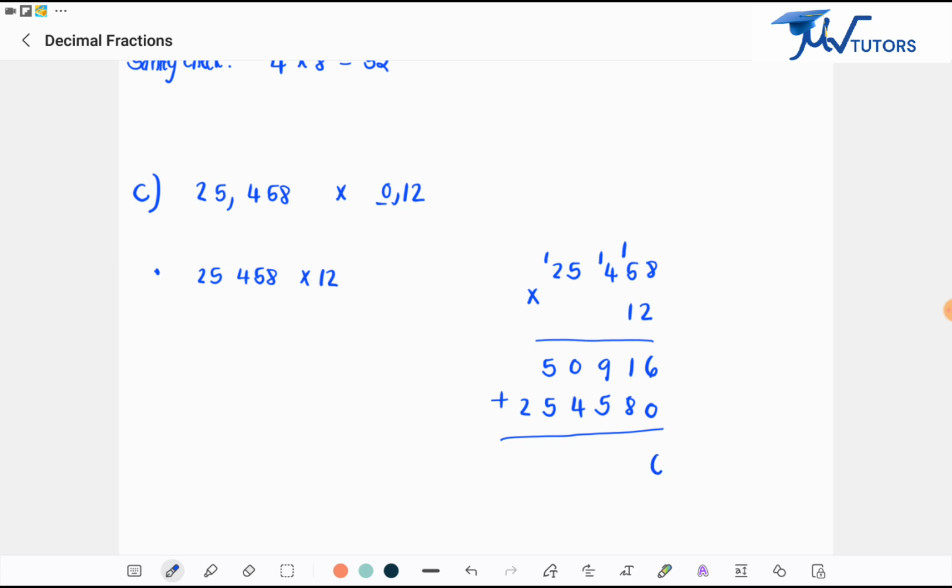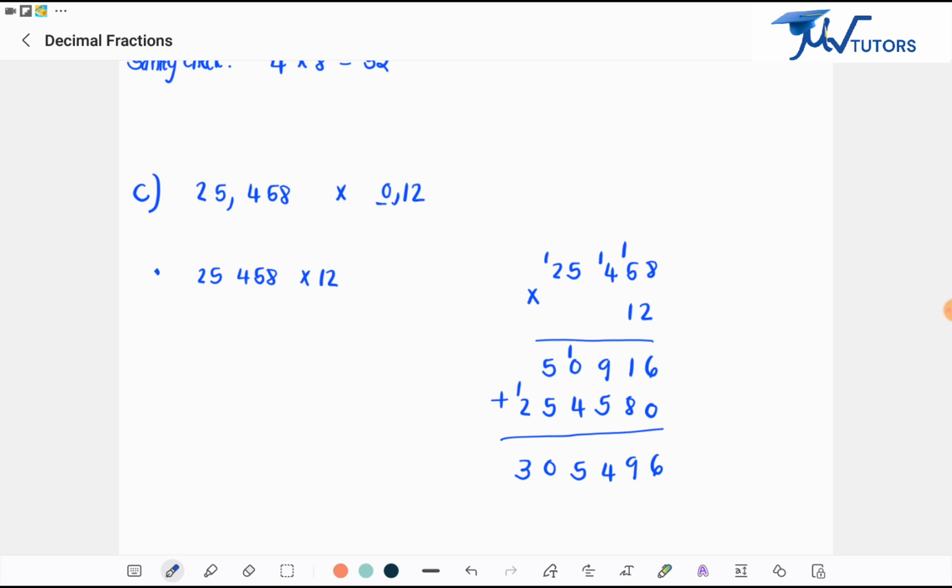6 plus 0, that's 6. 1 plus 8 is 9. 9 plus 5 is 14. Carry 1. 0 plus 4 is 4 plus 1, that's 5. 5 plus 5 is 10. Carry 1. And then 2 plus 1, that will be 3. All right, so we basically have 305,496. Okay, that is our final answer.